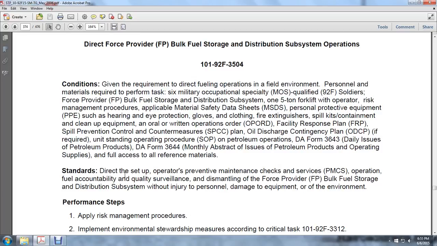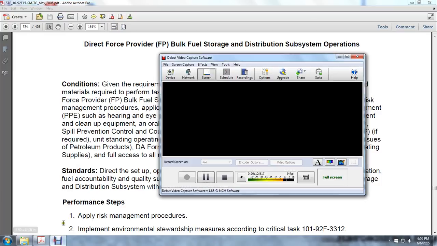All right, direct force provider bulk fuel storage distribution system operation. Given the requirements, direct. I believe we might have actually read this one, so I'm going to pause it.